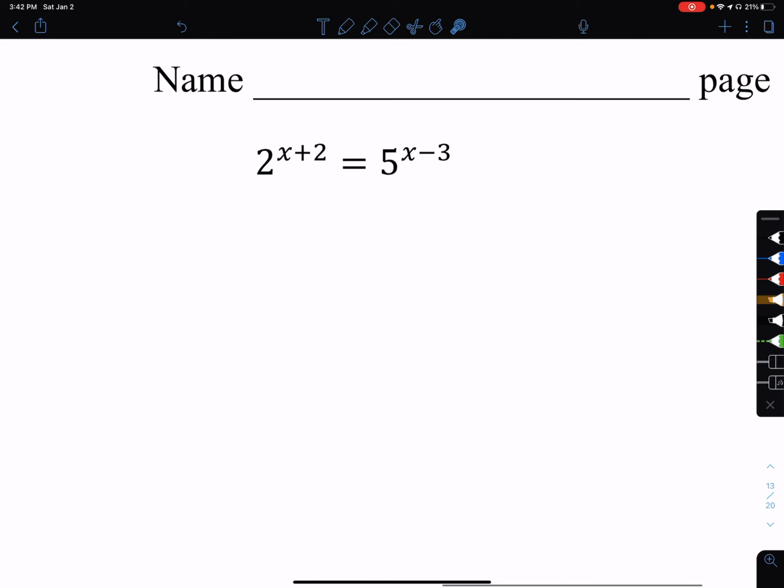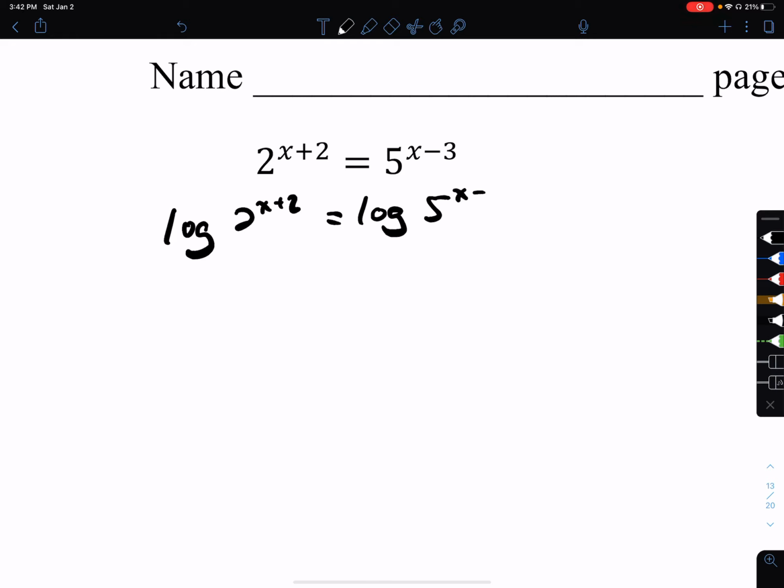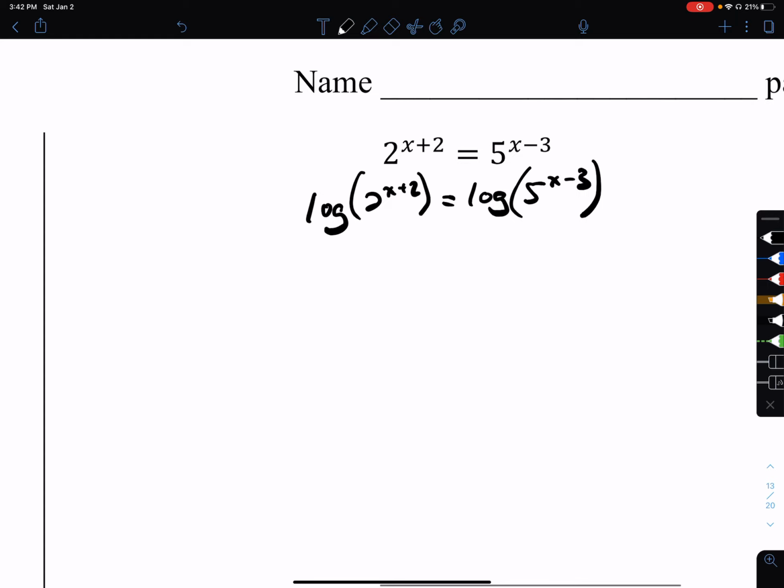Let's try that. We are going to common log both sides of the equation. So this is now going to look like this. Common log of 2 to the x plus 2 equals common log of 5 to the x minus 3. Seems like we just made it a lot more complicated, and we did, but I really don't know how else we could do this problem.